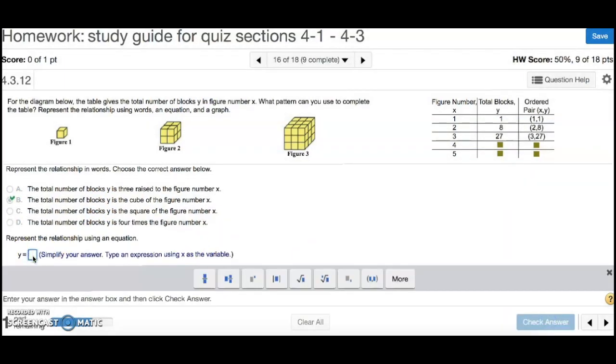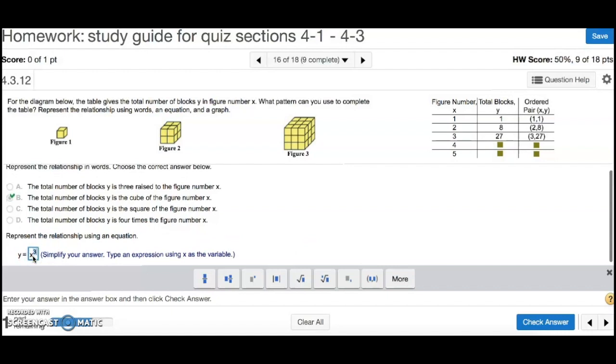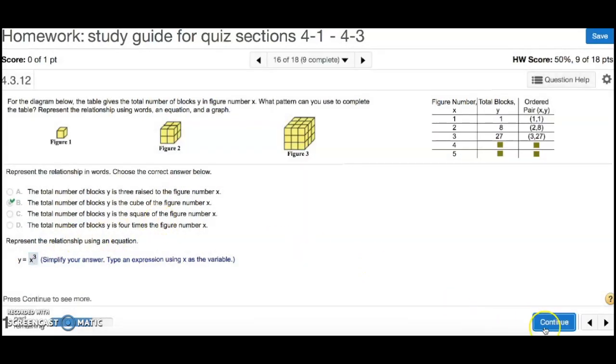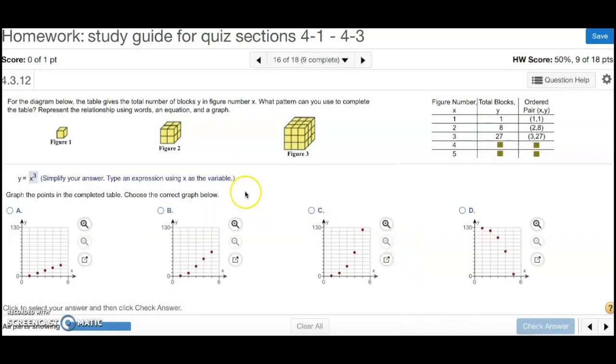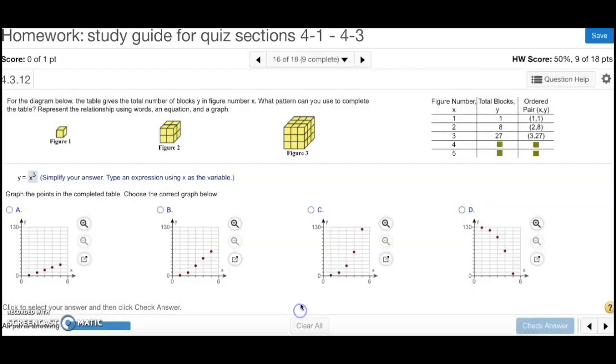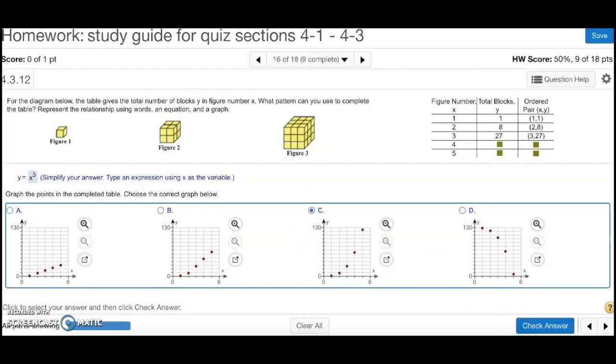So that means here, I'll type in X to the third. So it's a cubic function. That means it's not going to be A or D. Looking at B, we see that these 3 points increase constantly, which is not the case in a cubic function. There is no constant rate of change. So that means it must be C.